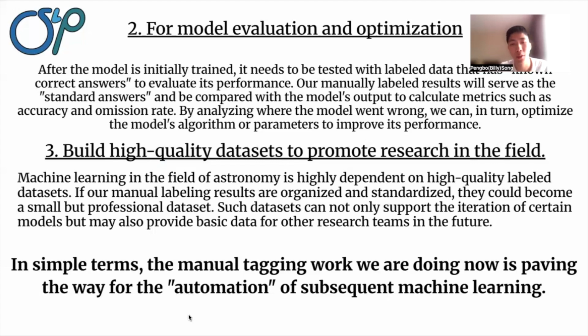Machine learning in the field of astronomy is highly dependent on high-quality labeled datasets. If our manual labeling results are organized and standardized, they could become a small but professional dataset. Such datasets can not only support the iteration of certain models, but may also provide basic data for other research teams in the future. So all in all, the manual tagging work we're doing now is paving the way for the automation of subsequent machine learning.